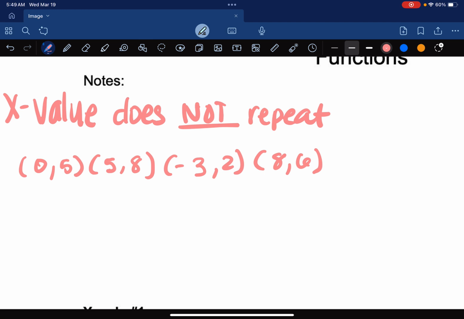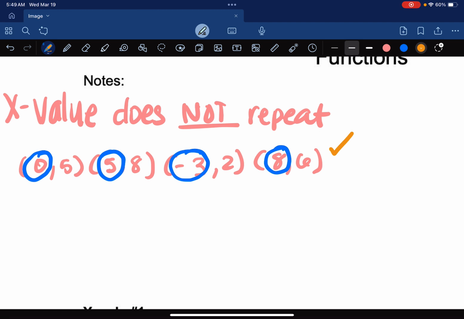Okay, so in order to check if this is a function, we only care about our x values, which is the first number in a coordinate pair. I'm going to go ahead and circle them. And I'm checking to see if any of these numbers repeat, 0, 5, -3, 8. They do not repeat, so this is a function. I put a little check because that does represent a function.